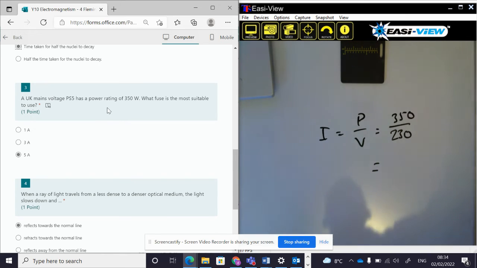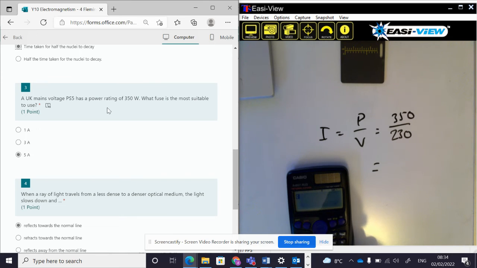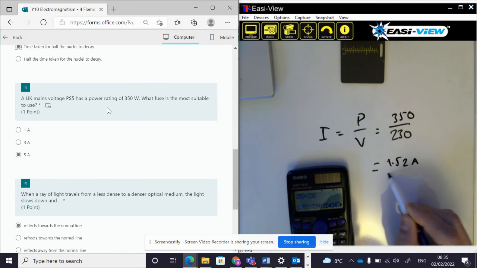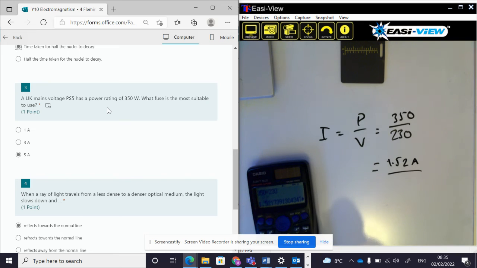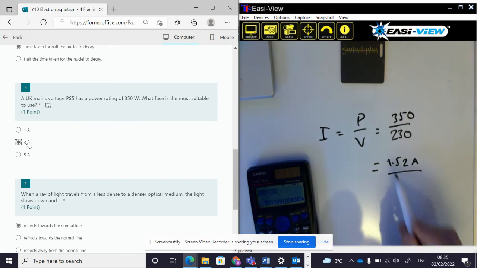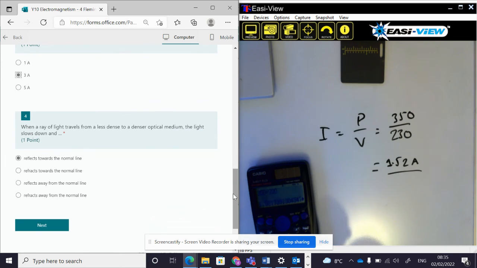So I can do the calculation and get the exact value, but I can already see the answer is going to be 3. So 350 divided by 230 gives me 1.52 amps. And I'm looking for the lowest value that is greater than the normal operating current. That's that one.